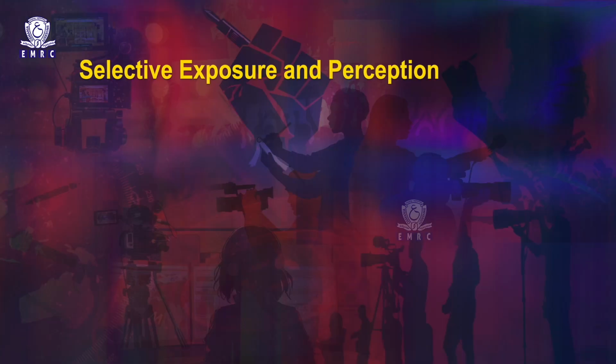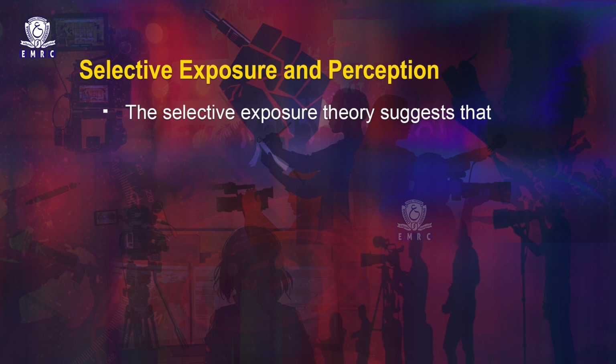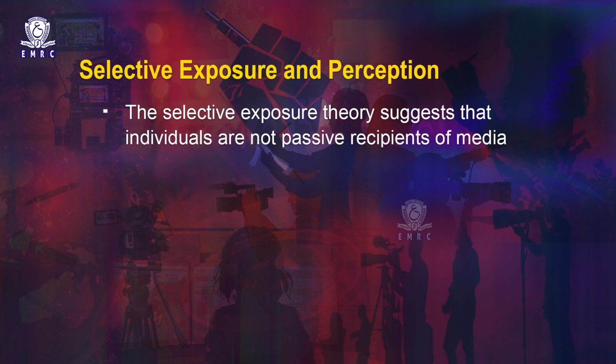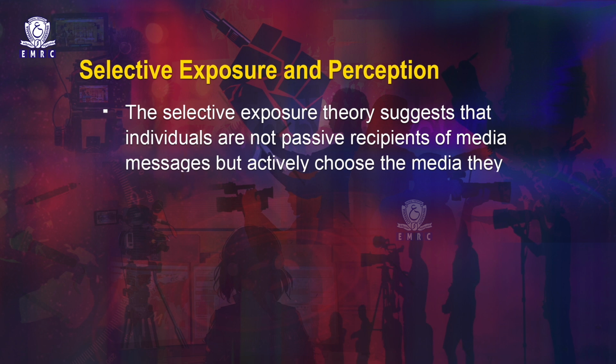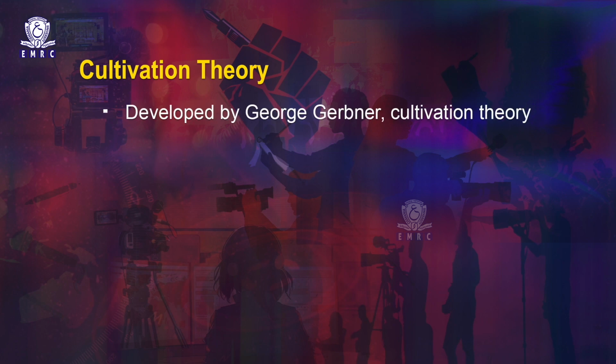Selective exposure and perception. The selective exposure theory suggests that individuals are not passive recipients of media messages, but actively choose the media they consume. Additionally, the selective perception theory argues that individuals interpret and understand messages in ways that align with their existing beliefs and attitudes. Cultivation theory, developed by George Gerbner.